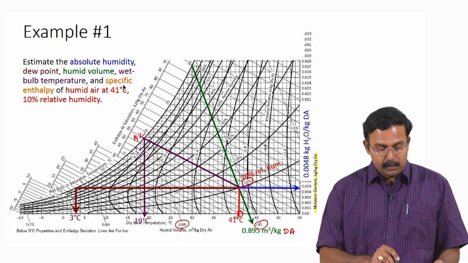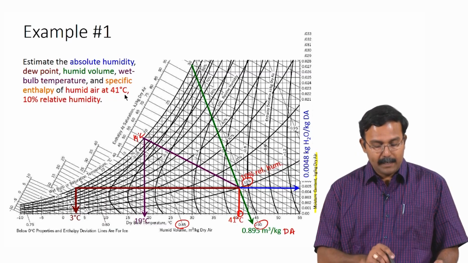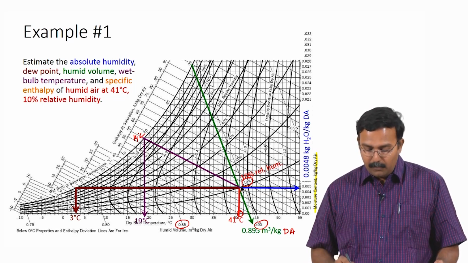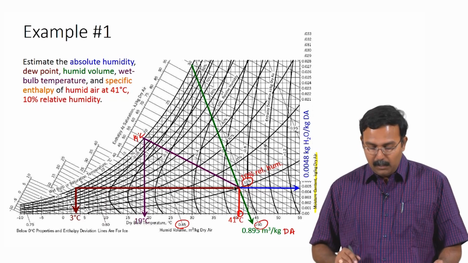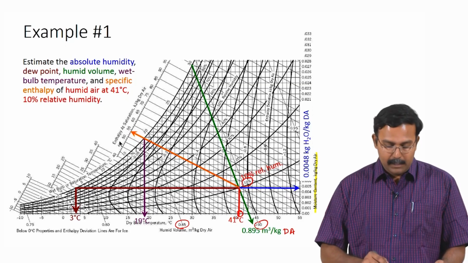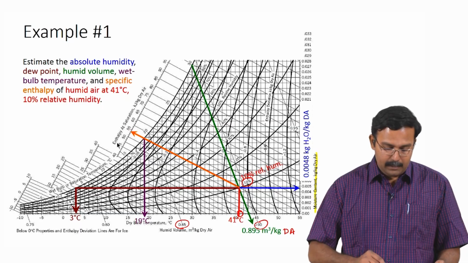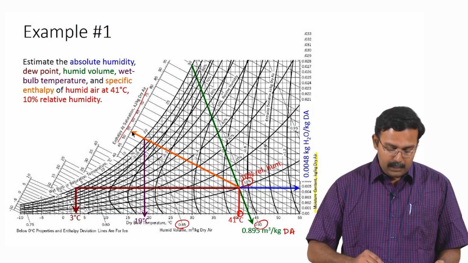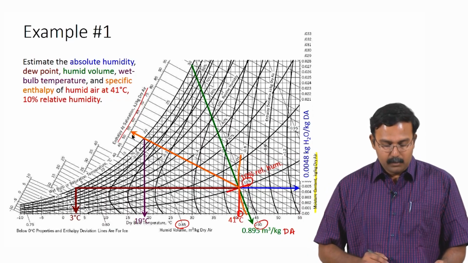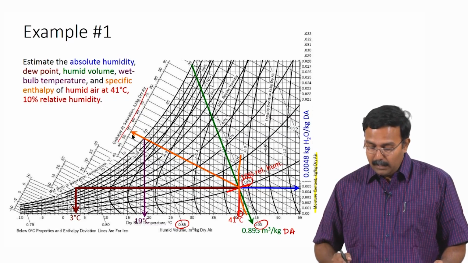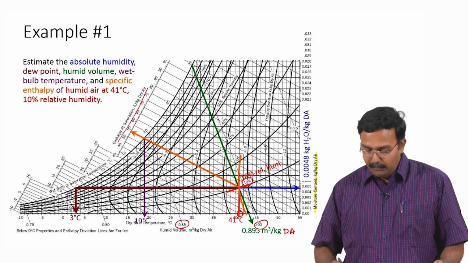The next aspect is to identify the specific enthalpy of humid air at 41 degrees Celsius and 10% relative humidity. Again, for identifying the specific enthalpy, we would have to draw the same line along the lines which we used for wet bulb temperature and measure the value at the enthalpy axis given. This lies between 54 and 55, and has been identified as 54 point something.